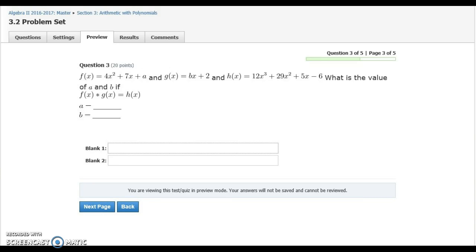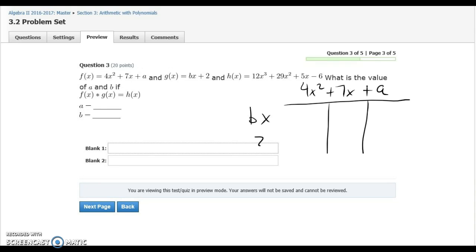So I will set up the box method one more time that you've already seen twice. So I have 4x squared plus 7x plus a across the top. And then I have bx plus 2 down the side.